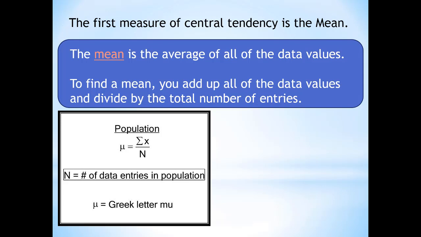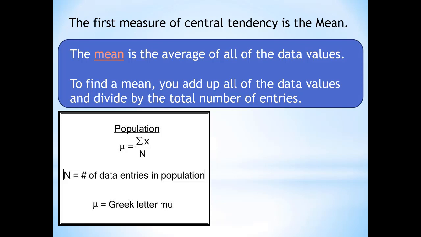So if you look back at our definition, the mean is the average of the data values. To find a mean, you add up all the data values and divide by the total number of entries. That's what this formula says, mu equals sigma x over N. It just says it in a formulaic way.